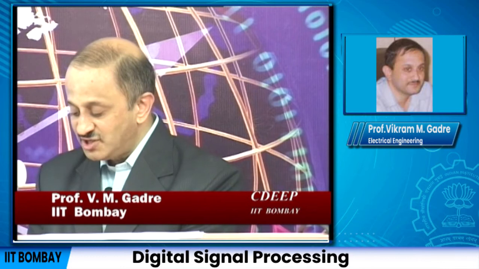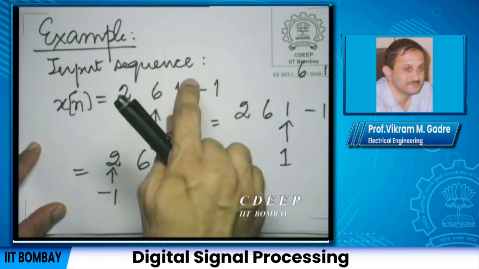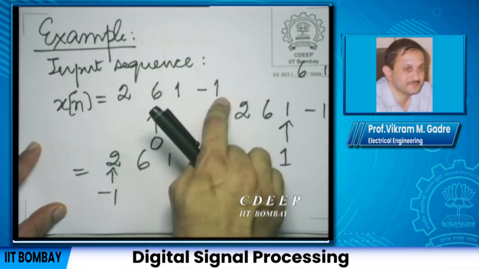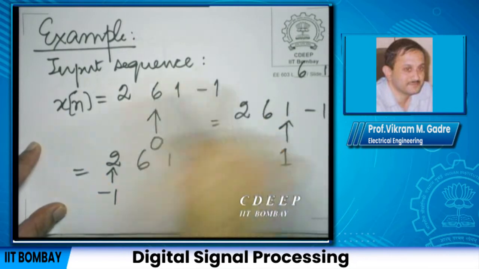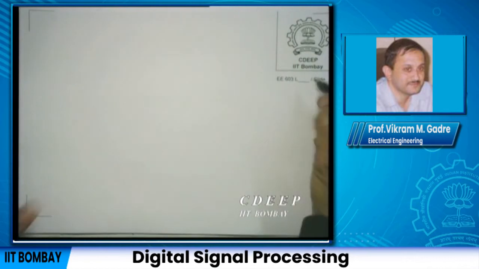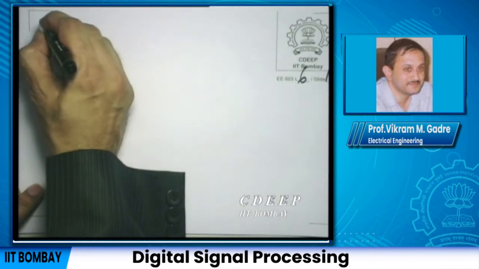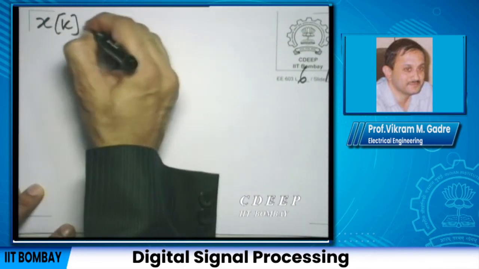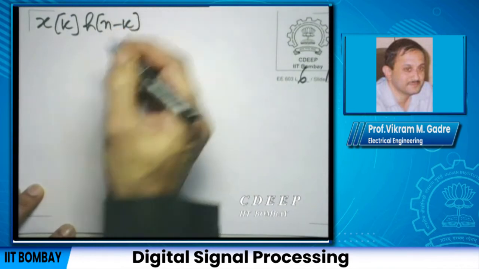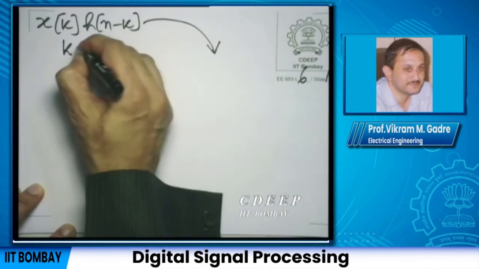So, let us sketch that out. Let me remind you of the input once again. What it would mean is I must shift the impulse response backward by 2, keep it as it is, shift it forward by 1, forward by 2 and respectively multiply by 2, 6, 1 and -1. So, here I am. So, x[k] h[n-k].